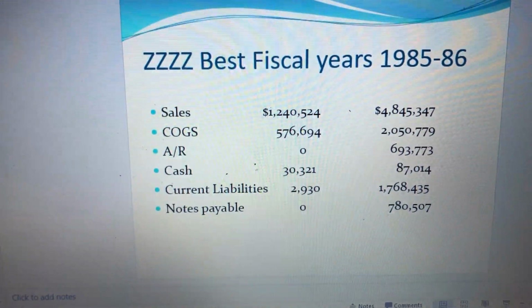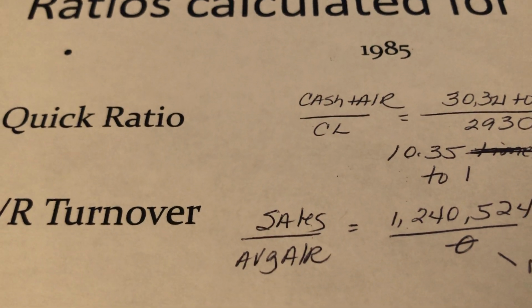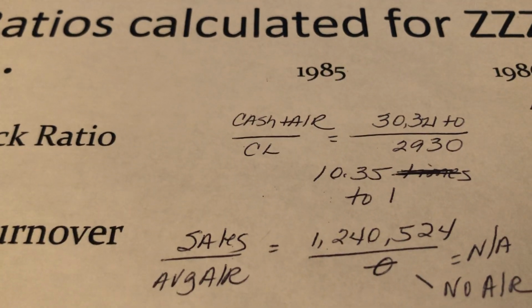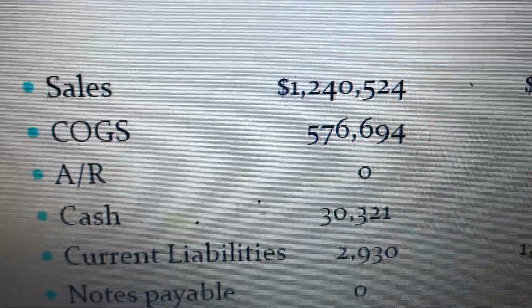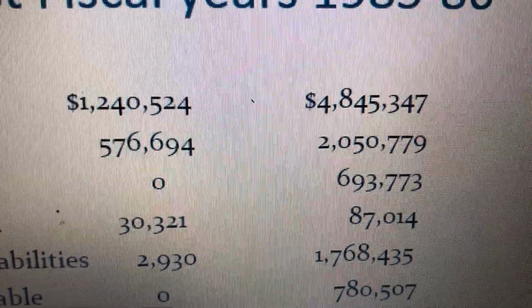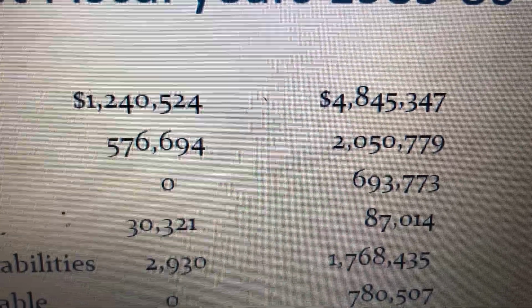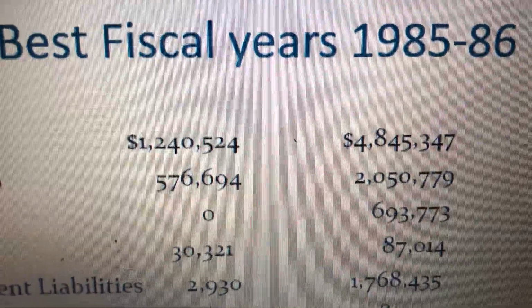Now the next one was the turnover. Accounts receivable turnover was sales divided by average accounts receivable. So in the first year, you can't calculate that. They had no accounts receivable, so it's not even able to be calculated. Second year, you would take that accounts receivable, add it to the previous year and divide by 2, that's going to be your denominator. And then you want to divide that into your sales of $4,845,000.